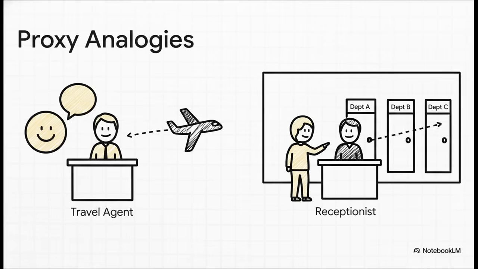The reverse proxy? That's the company receptionist. You just call the main number. You don't need to know the specific person's extension. The receptionist figures that out and connects you.